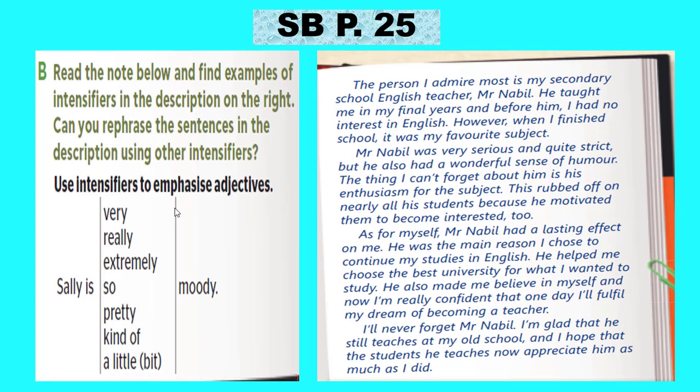Now let's read the notes below and find examples of intensifiers in the description on the right. We use intensifiers to emphasize adjectives like very, really, extremely, so, pretty, kind of, a little bit, and so on. So if we look at the description on the right, we will find in line number 6, Mr. Nabil was very serious and also quite strict. Also, we have line 17, I am really confident.